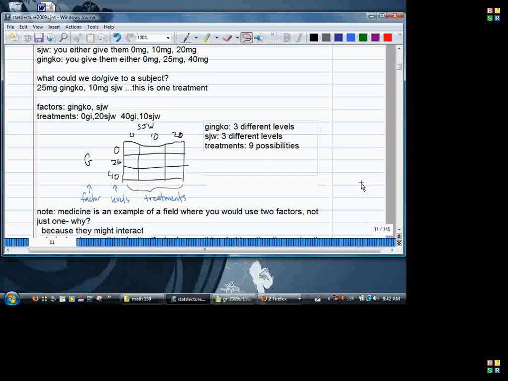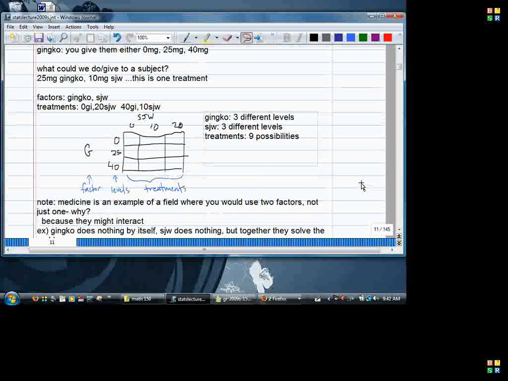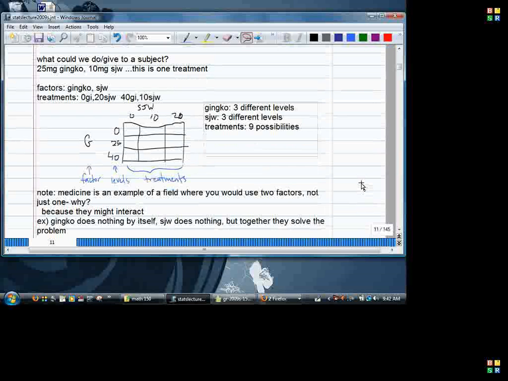So we would like everything to be very neat and nothing interacts. So if we test ginkgo separately and St. John's wort separately, you like to say, well, if one gives you an extra hour of sleep and the other gives you an extra hour of sleep, put them together, you get 2 extra hours of sleep. But it doesn't always work like that. So sometimes it's important to test not just one thing at a time, but different combinations. So what you might find out is that ginkgo by itself does nothing, St. John's wort by itself does nothing, but together they solve the problem. It's possible.